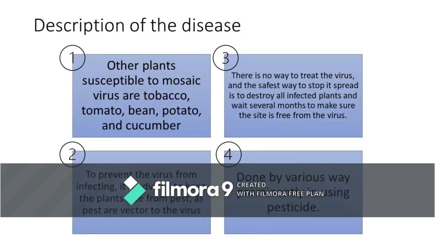Next we are going to talk about the description of the disease. Other plants susceptible to mosaic virus are tobacco, tomato, bean, potato, and cucumber. There is no way to treat the virus, and the safest way to stop its spread is to destroy all infected plants and wait several months to make sure the site is free from the virus. To prevent the virus from infecting, it is advised to keep the plants free from pests, as pests are the vector of the virus. This can be done in various ways, prominently by using pesticide.